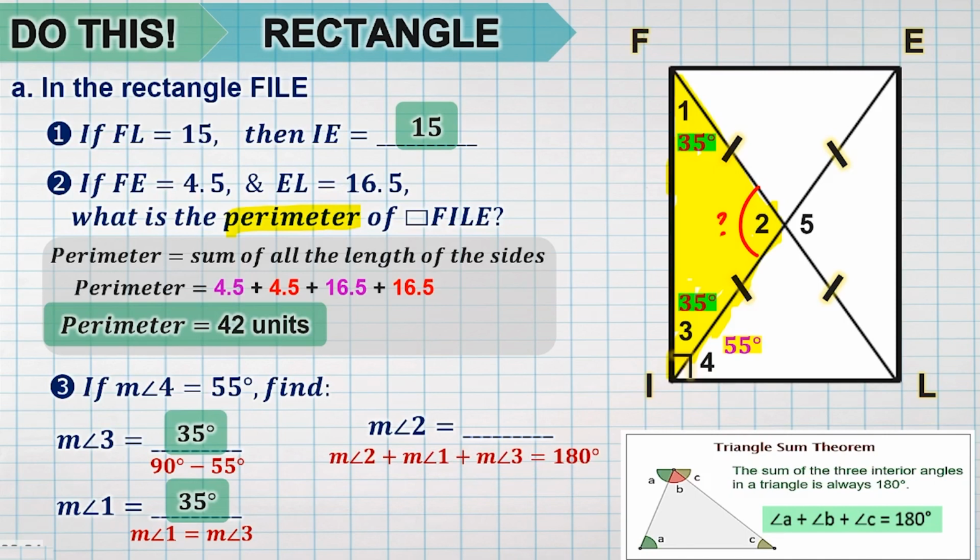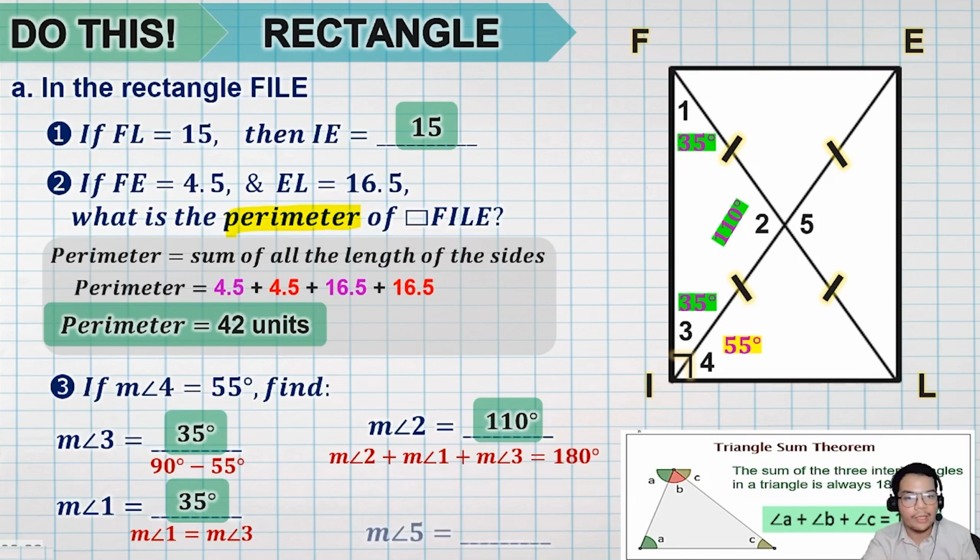And we already have a clue because we have 35 degrees for angle 1 and 35 degrees for angle 3. So add those, that's going to be equal to 70, and subtract it from 180, you will get 110 degrees. So that means angle 2 will be measuring 110 degrees. So we just used what we call the triangle sum theorem.